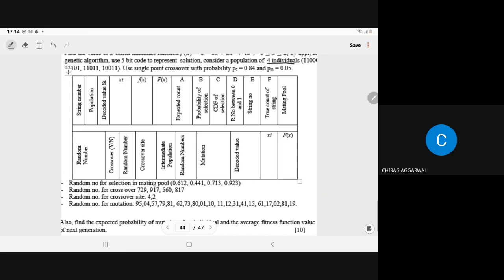Population size is 4 individuals, right? And 5 bits we are taking. So it is 11000, 01101, 11011, 10011. Use single point crossover with probability PC given as 0.84, and bitwise mutation with probability PM equal to 0.05.